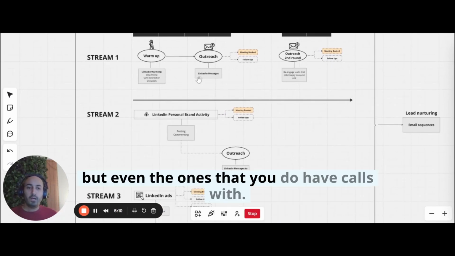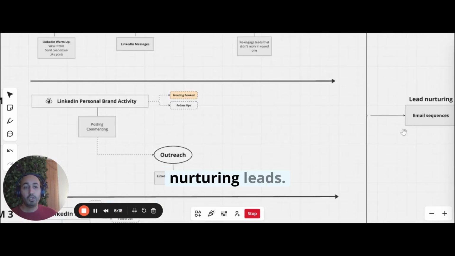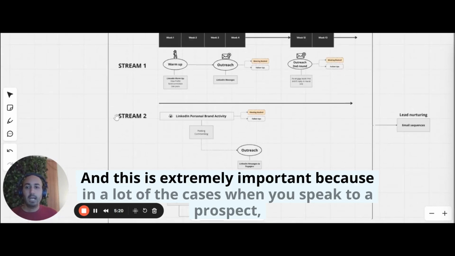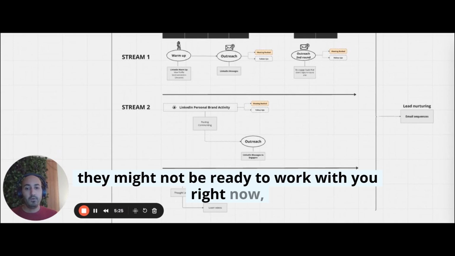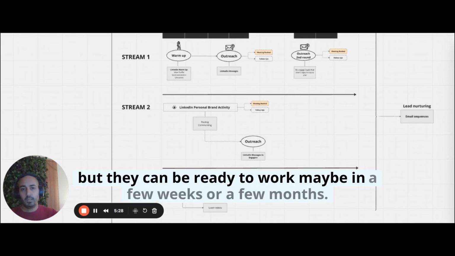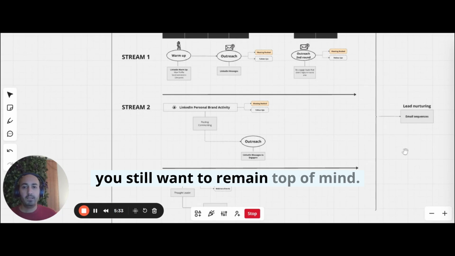But even the ones that you do have calls with, we also set up an automated sequence of emails with the main purpose of nurturing leads. And this is extremely important because in a lot of the cases when you speak to a prospect, they might not be ready to work with you right now, but they can be ready to work maybe in a few weeks or a few months. So during this time lag, you still want to remain top of mind.